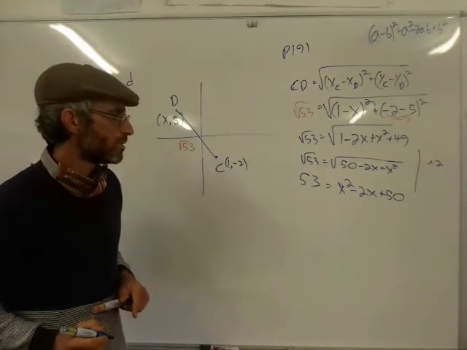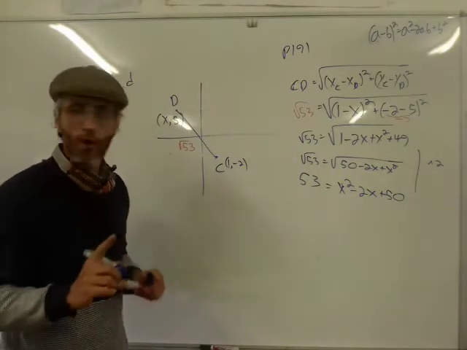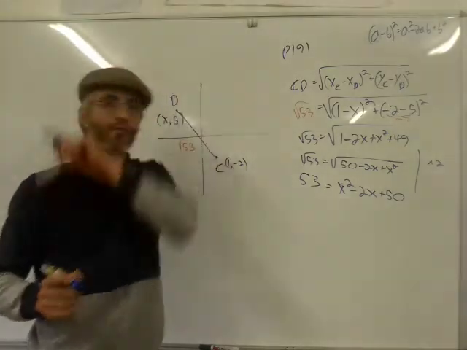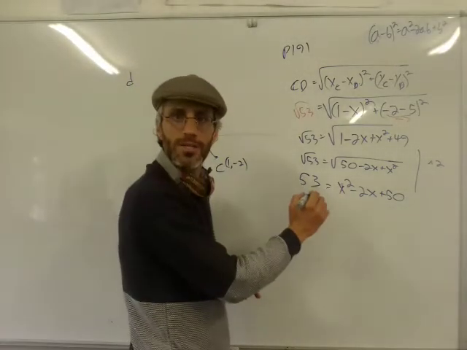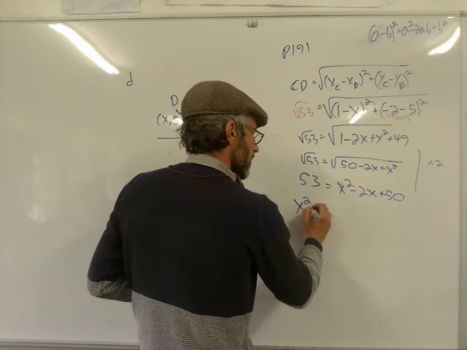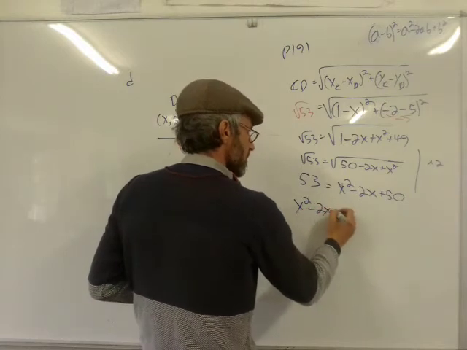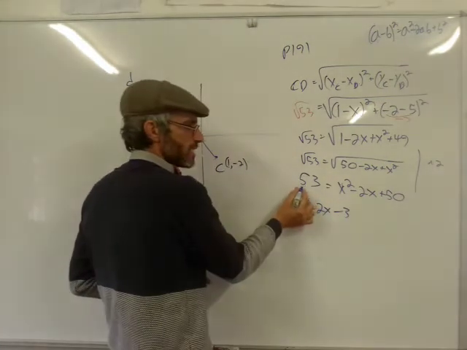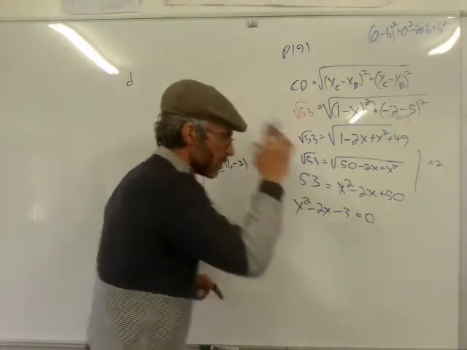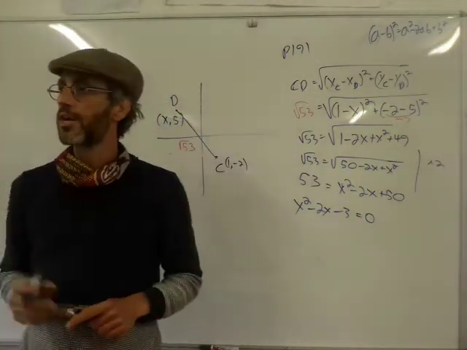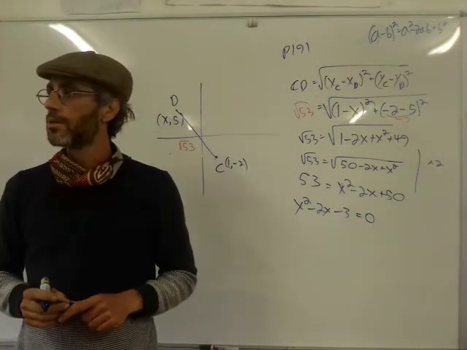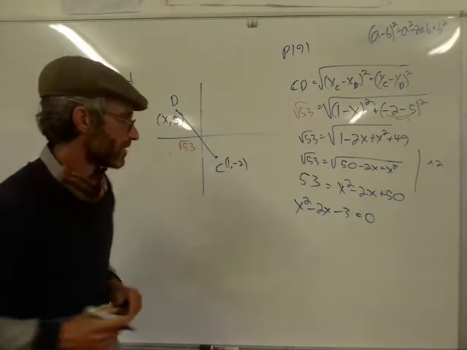Okay, but before I factorize, I need to move the 53 over. You're right. You still see me? Yeah. X squared minus 2x minus 3, right? I did minus 53 equal to 0. And that I can factorize. Okay? Right, let's factorize.